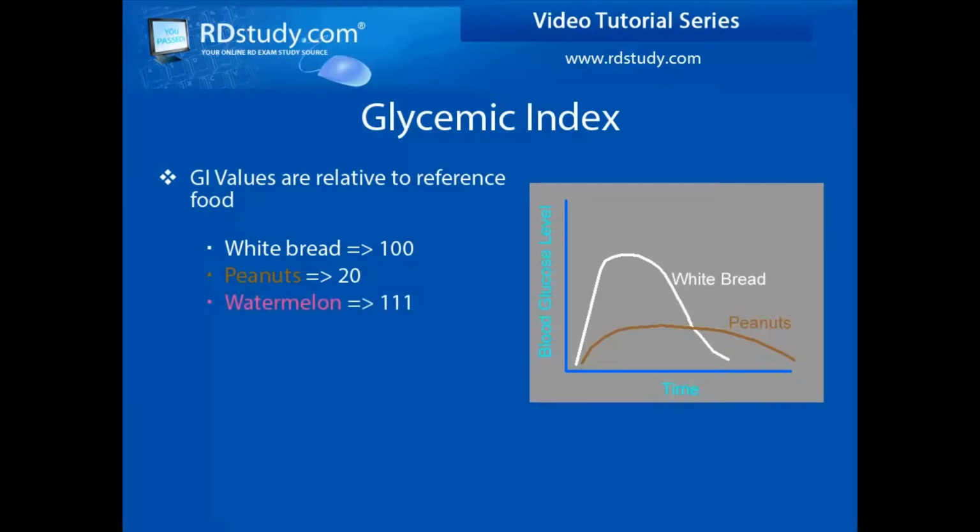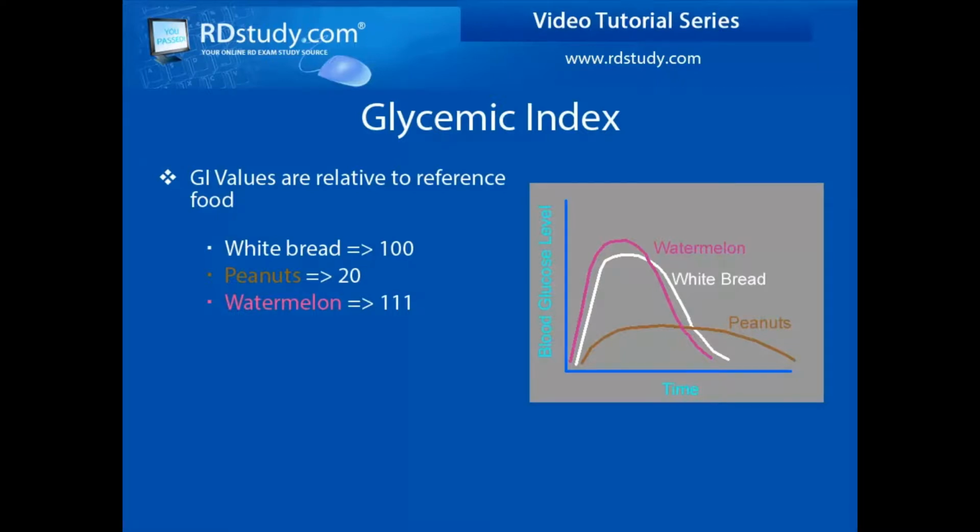But what about a food like watermelon? When compared to white bread, its index value is 111. That means that the carbohydrates it contains will raise blood sugar faster than white bread, as well as falling faster. With white bread set at 100, watermelon's value needs to be higher to indicate a faster response, so it is set to about 111.